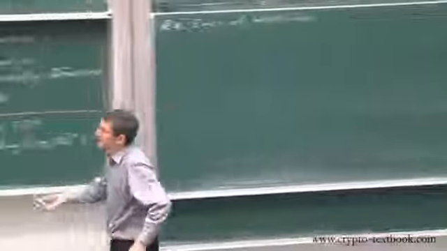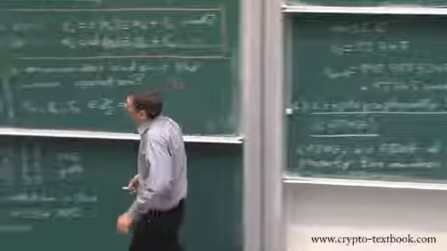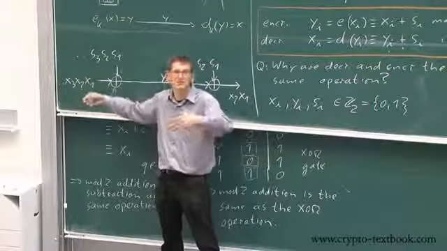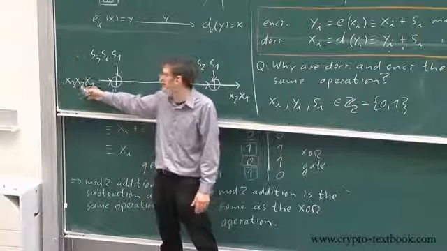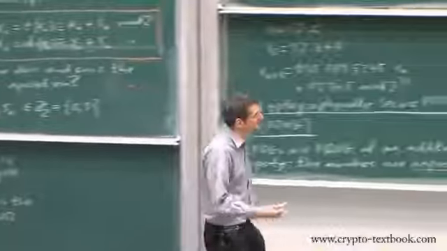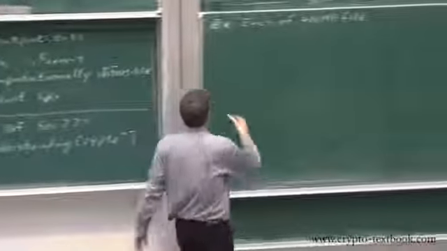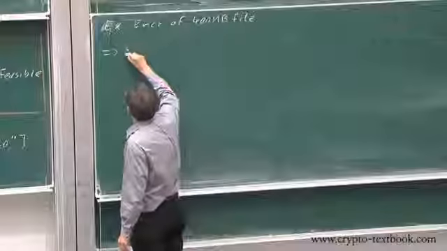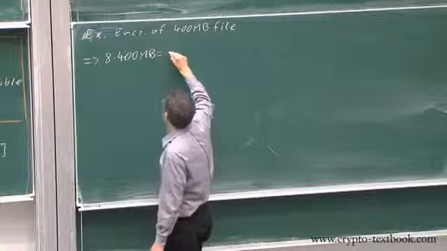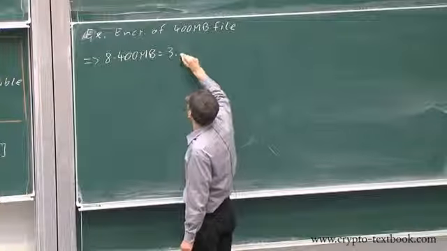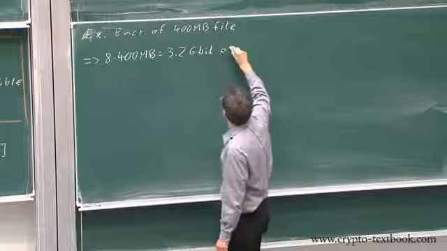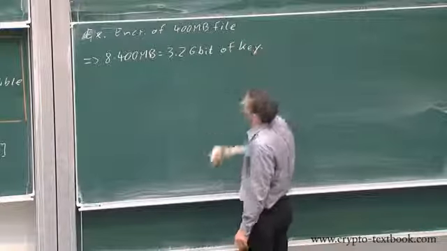So that means we're here in this picture, 400 megabytes. It used to be a few hard disks, now it's a small fraction of a hard disk, right? So you want to encrypt that, what kind of key do you need? Every byte needs 8 key bits, so we have 8 times 400 MB. This is 3.2 gigabit of key material. Okay, this is a lot.